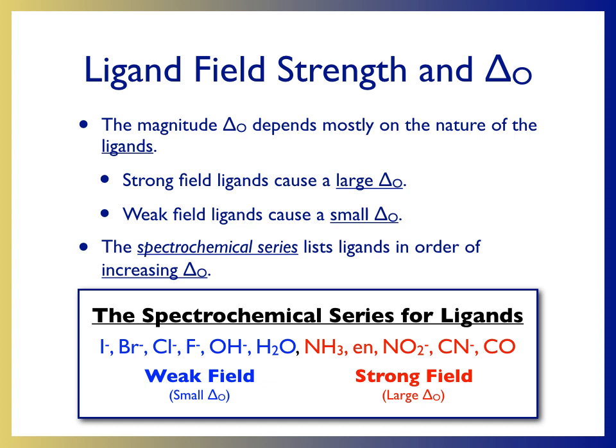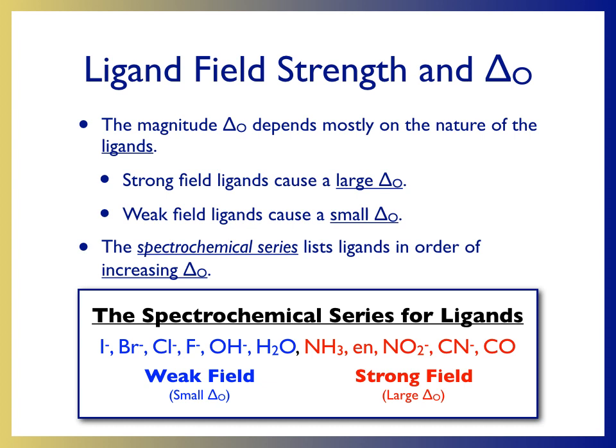Notice that halogens, iodine, bromine, chlorine, and fluorine, are considered weak field ligands, along with hydroxide and water. Strong field ligands include ammonia, ethylenediamine, the nitro ligand, cyano, and carbon monoxide. It's important to note that carbon monoxide is the strongest field ligand. It is actually a stronger field ligand than the oxygen molecule itself.